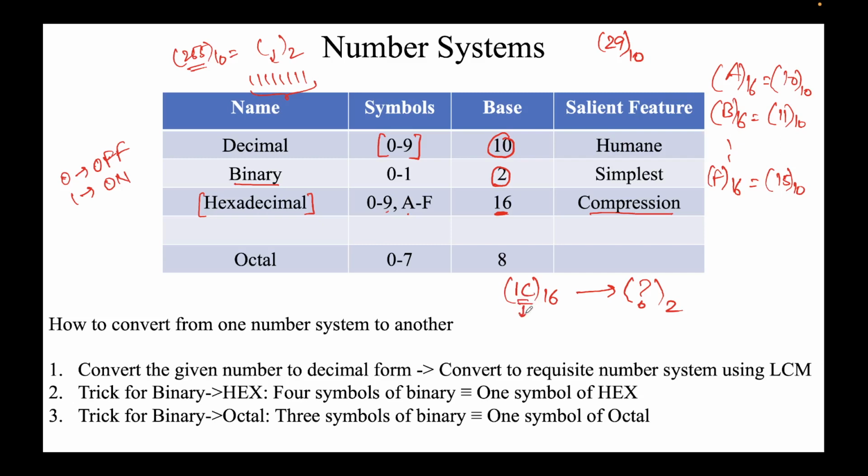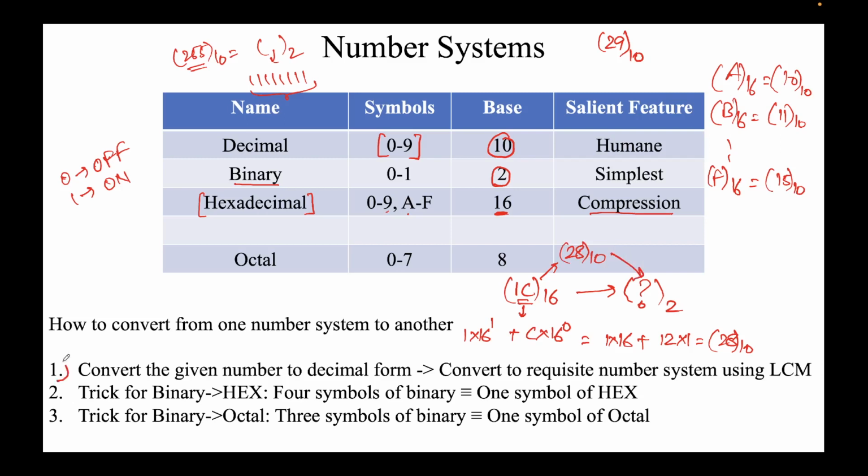The way we do it is C times 16 to the power 0, the first term, plus 1 times 16 to the power 1. So this will be 1 times 16 plus, we know C is 12, times 16 to the power 0, which is 1. This comes out to be 28. Now this is in decimal, so we have gone through an intermediate step. This is 28 in decimal, and now we just need to convert the decimal to binary.